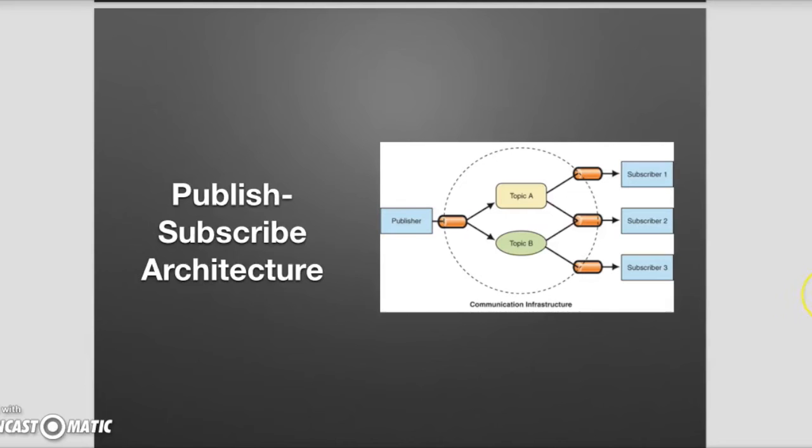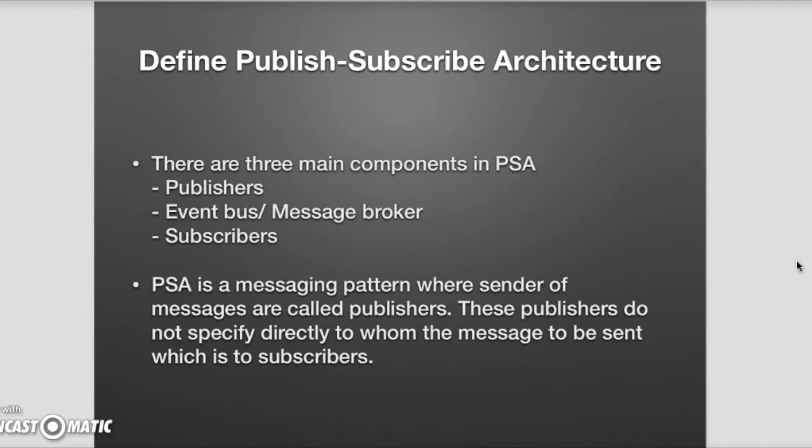The next architecture I'm going to talk about is publish-subscribe architecture. As you see, this is a diagram of how publish-subscribe architecture looks. There are three main components in publish-subscribe architecture: the publisher, the event bus, or you can say the message broker, which acts like a middleman or middleware in this case, and also the subscriber.